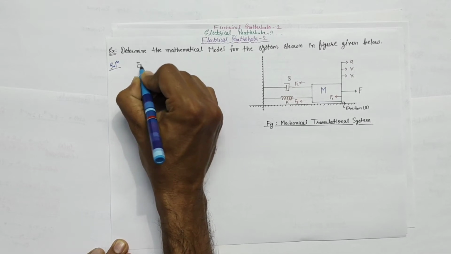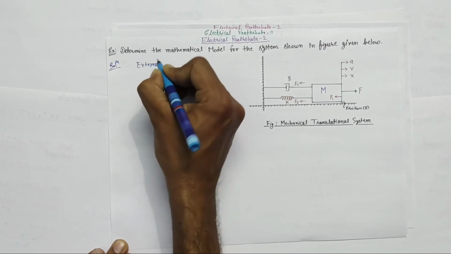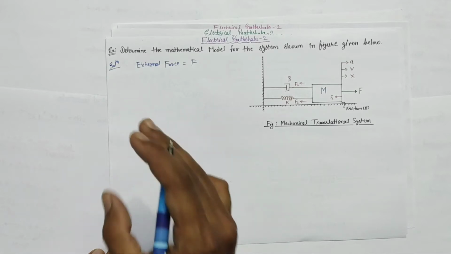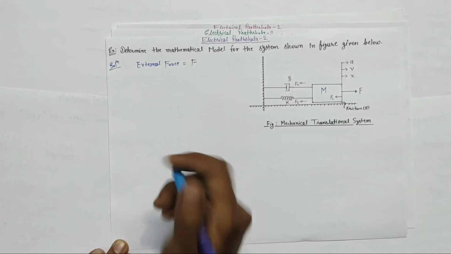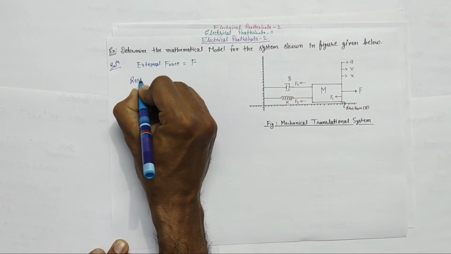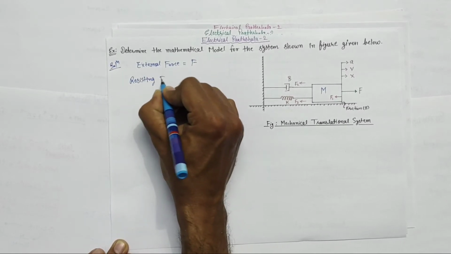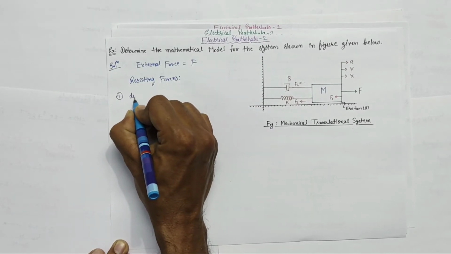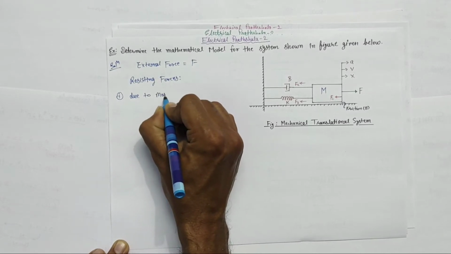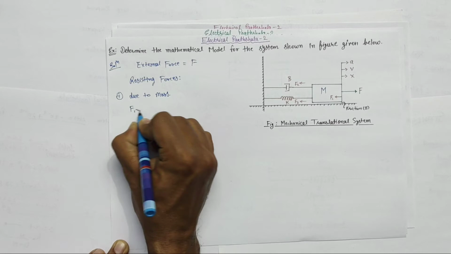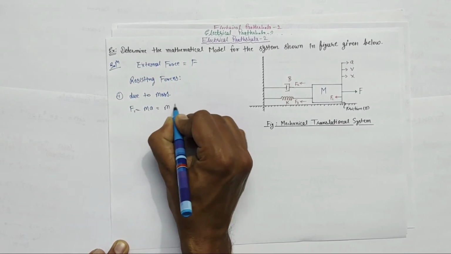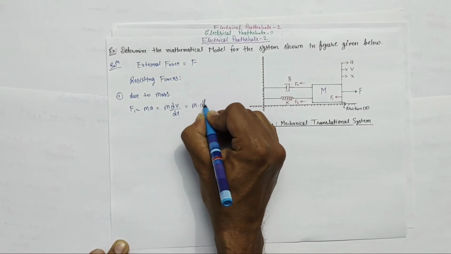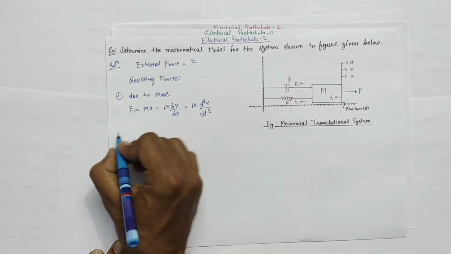Here we know that the external force is F. Now we have to write the resisting forces due to all three elements. So let's write the resisting forces. What are the resisting forces? First of all, the resisting force due to the mass element. We know that F1 is given as m into A, or m into dV over dt, or m into d2x over dt2.